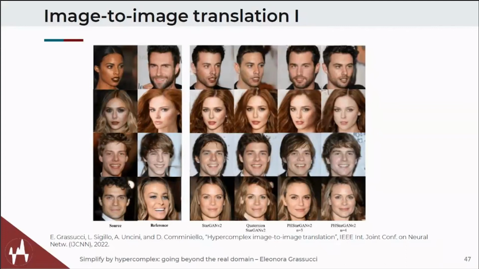We can see that the two rightmost columns generate valuable images with respect to both the real-valued model and the Quaternion-valued model.